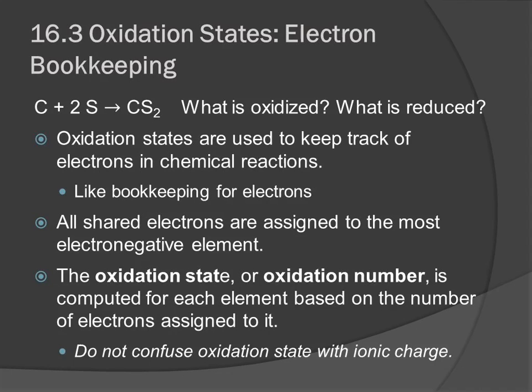Oxidation states: electron bookkeeping. Let's look at this reaction hidden up here in the corner. Carbon plus sulfur making carbon disulfide. What's being oxidized? What's being reduced? It's hard to tell, right? There's no oxygen involved. There's no ions involved. And that's the only way we've learned to identify that yet.